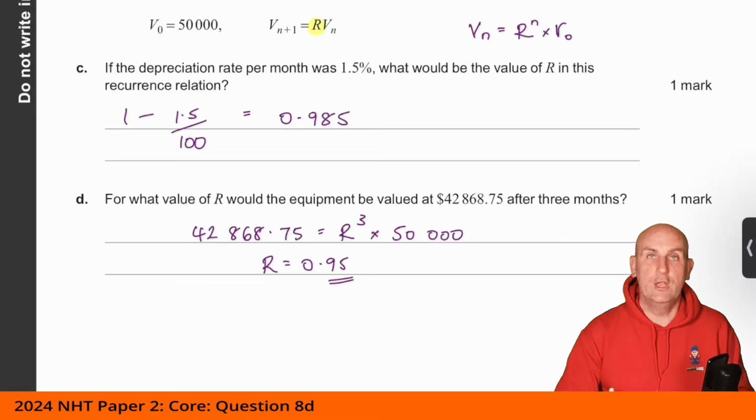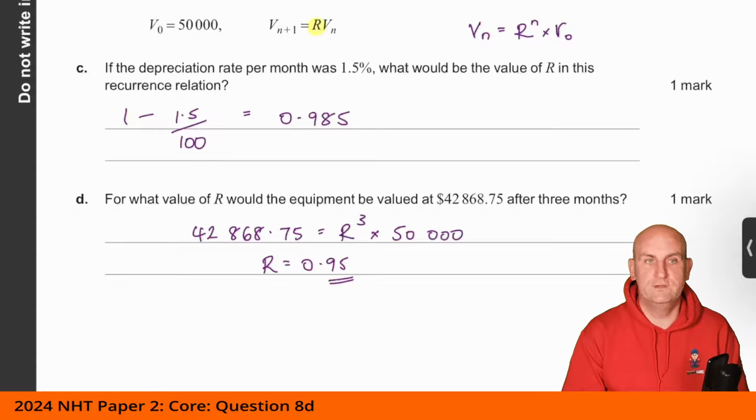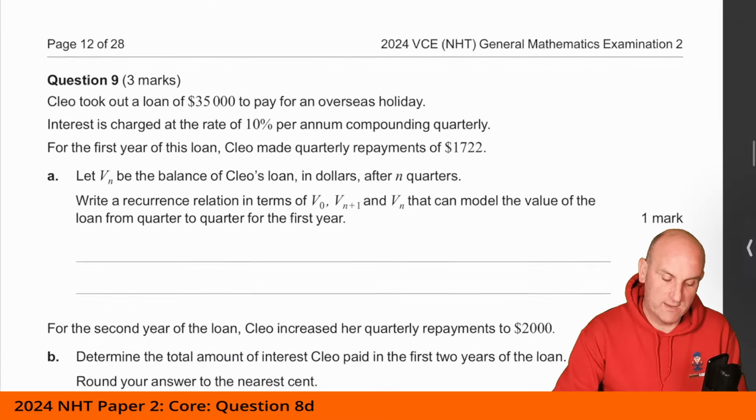Right. So again, knowing the difference between a recurrence relation and how to turn that into a rule for reducing balance is really, really helpful. And it made this question probably a little bit quicker.